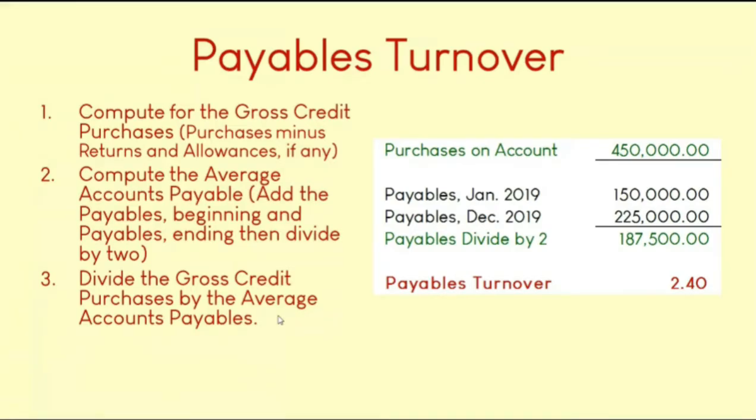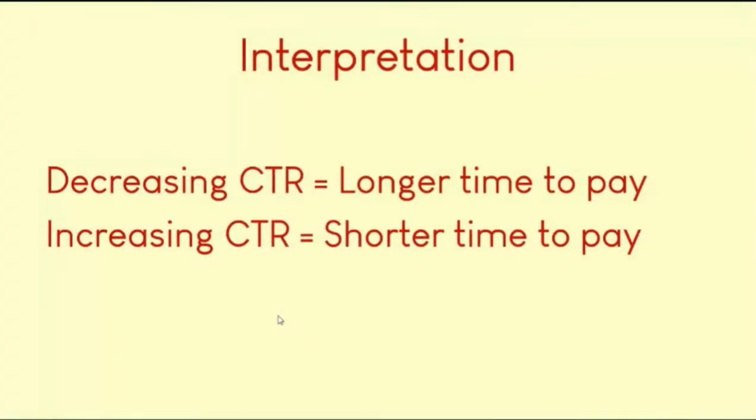So we interpret the payables turnover same as we interpret the receivables turnover. We need previous data. If the payables turnover rate is decreasing, that means we are taking longer time to pay for our obligations. And if it is increasing, that means we have shorter time to pay for obligations.